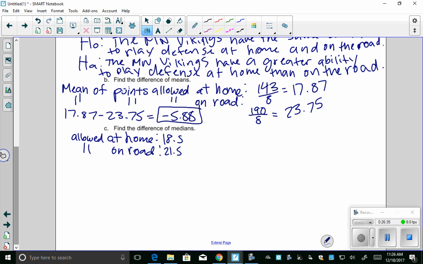Okay, so the median of home was 18.5 and the median of road was 21.5. So now subtract them. Home minus road, so it's going to be 18.5 minus 21.5. What do you get?